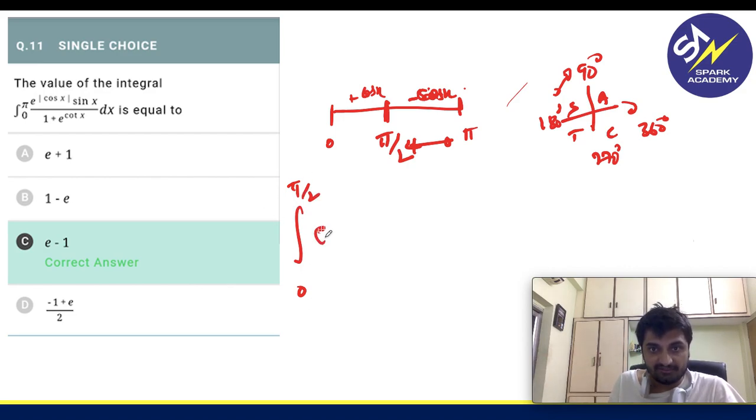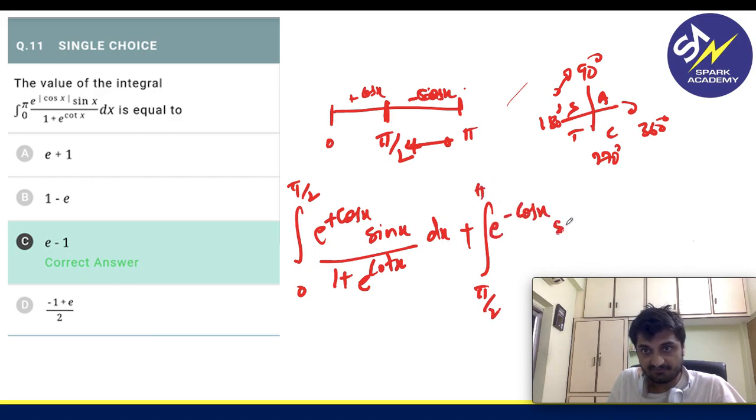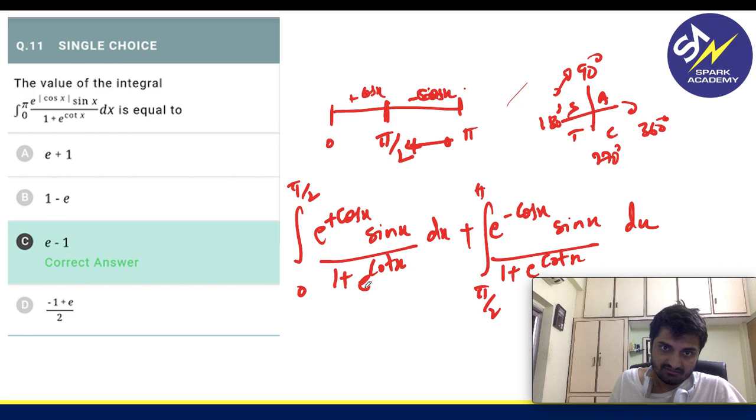So I will write it like this, splitting the interval for the mod. 0 to pi by 2, e power plus cos x sin x by 1 plus e power cot x dx, plus integral pi by 2 to pi, e power minus cos x sin x whole divided by 1 plus e power cot x dx. Now how will you solve this, guys? Very easy to solve. So this is e power cos x by sin x I can write.